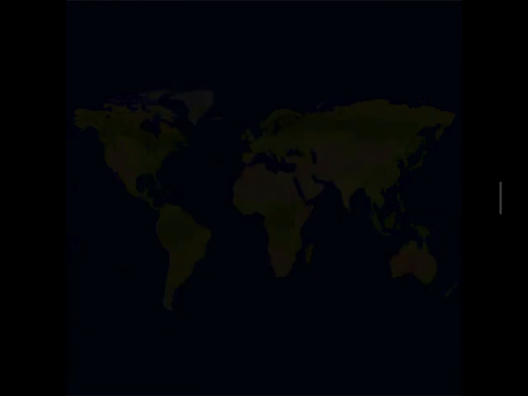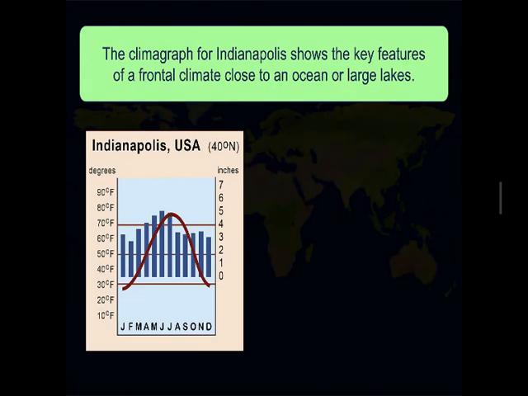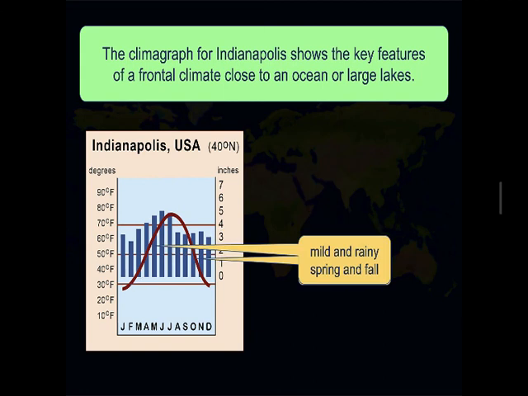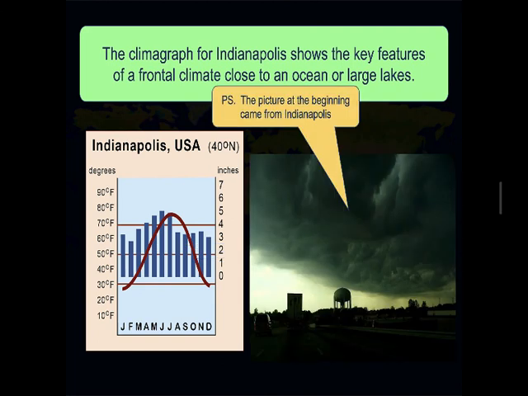The climograph for Indianapolis shows the key features of a frontal climate close to an ocean or large lakes. You can see they have hot, rainy summers and cold winters with some snow. The spring and fall are generally mild and rainy. The picture at the beginning of this video came from Indianapolis.